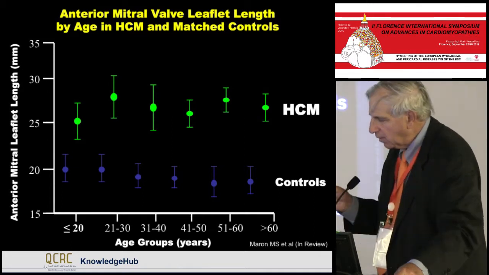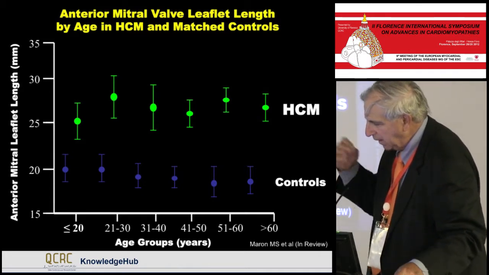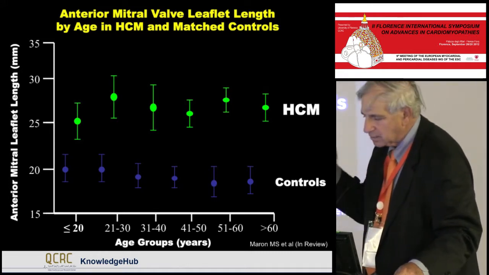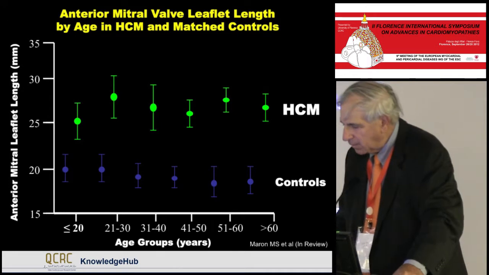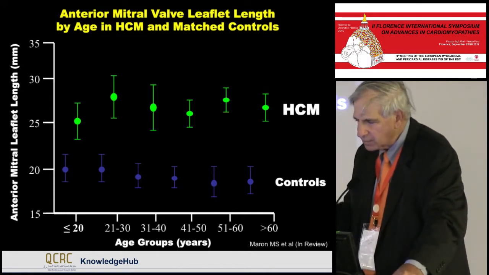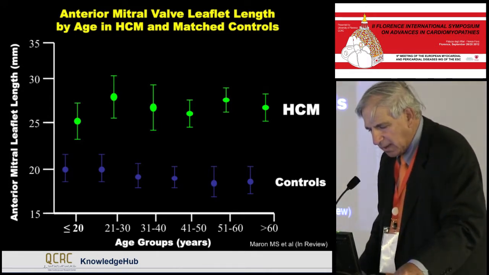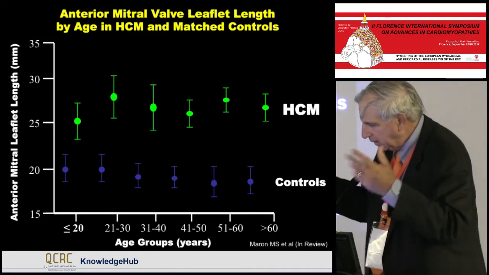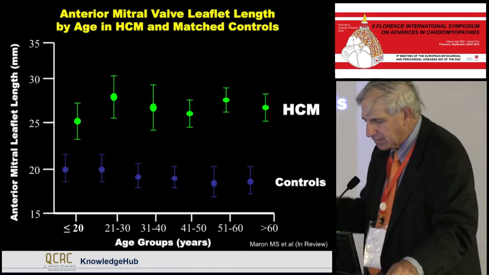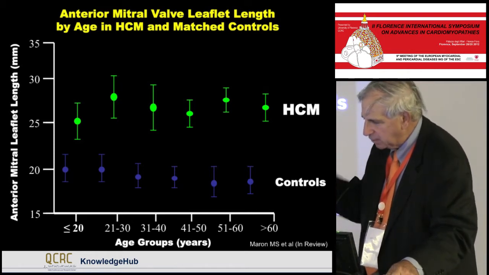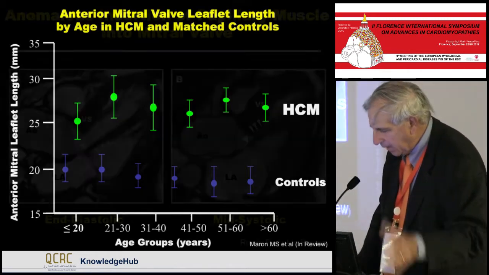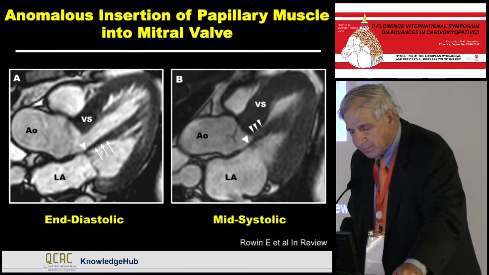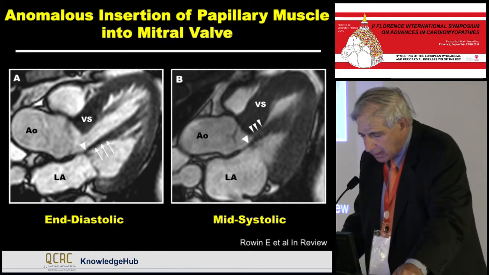This also becomes a way of aiding in diagnosis, particularly in patients that have borderline findings, like marginal wall thicknesses and also family members. If you have anterior leaflet length, for example, that is 28 and 30 and above, this is perhaps a clue to, in the absence of genetic testing at least, for the diagnosis of hypertrophic cardiomyopathy.